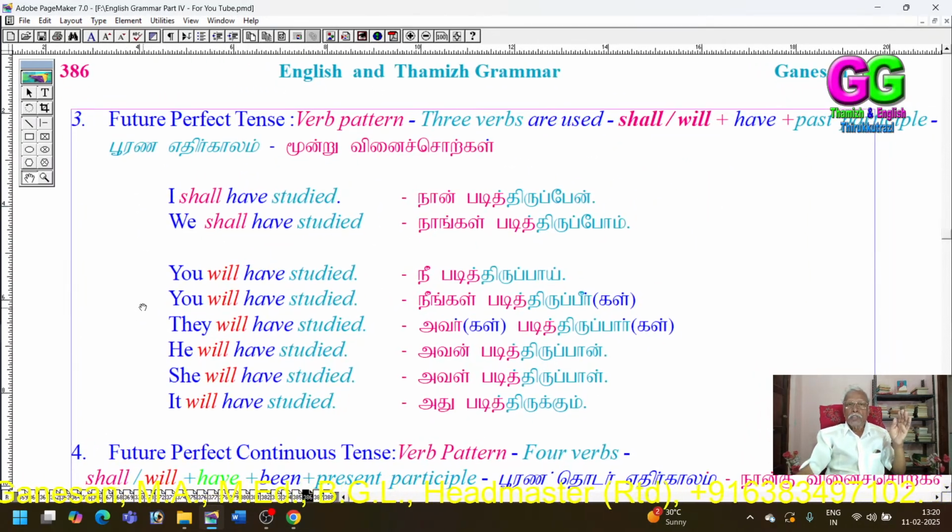Then, third, simple future perfect tense. Normally we say future perfect tense, but it would be correct to say simple future perfect tense. In simple future perfect tense, three verbs are used. The first auxiliary is shall or will. The second auxiliary is have. And the third verb is the past participle of the finite verb. Shall or will plus have plus past participle of the finite verb.